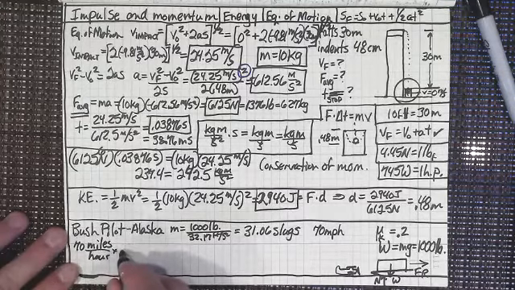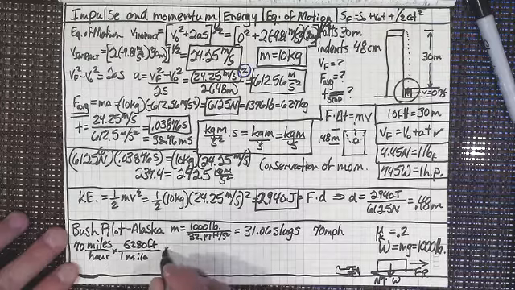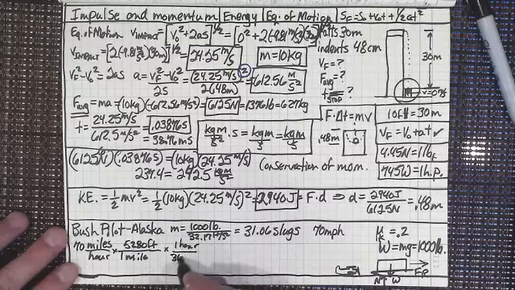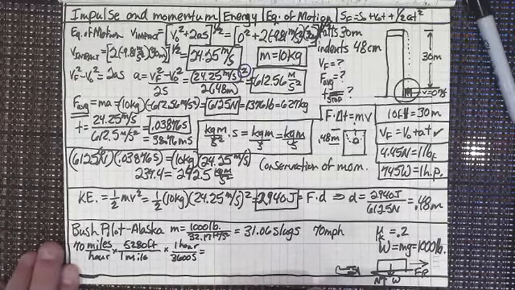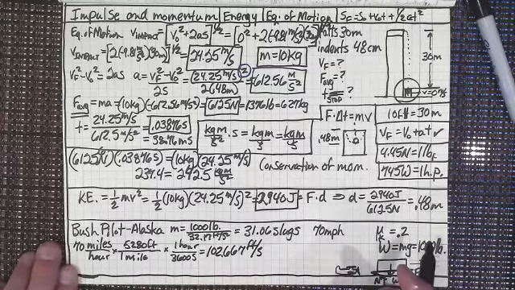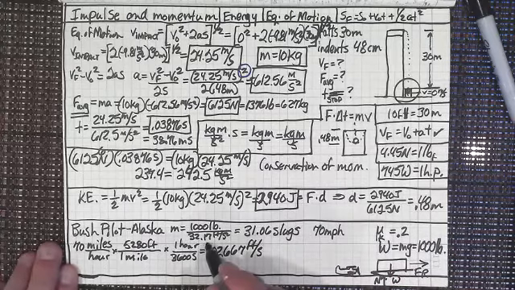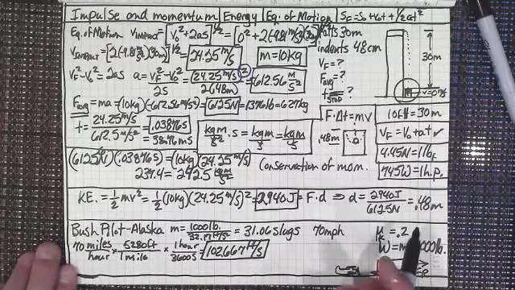We want to turn that into feet per second. So I've got 1 mile, 5280 feet, times 1 hour, which is 3,600 seconds. So that gives me 102.667 feet per second. So now we know what his velocity was when he was coming in.